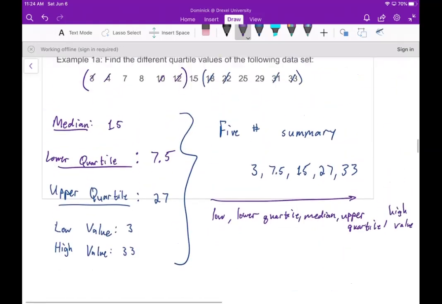So even though it's a little bit more complicated to find, it's definitely much more telling of the entire story than the range, right? Because for a range, you would just get 30.